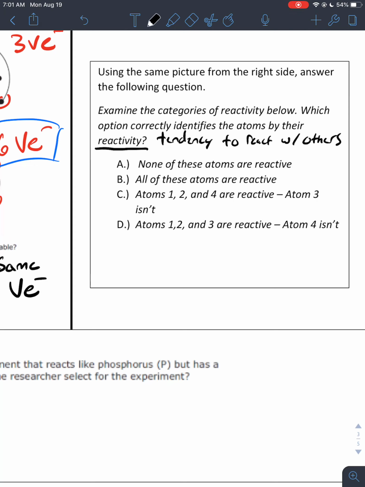So reactivity can mean something like the tendency to explode or the tendency to give off heat. If something's really reactive, it's not hard to change it. And you know something is reactive if it has space in its valence. I want you to write this.